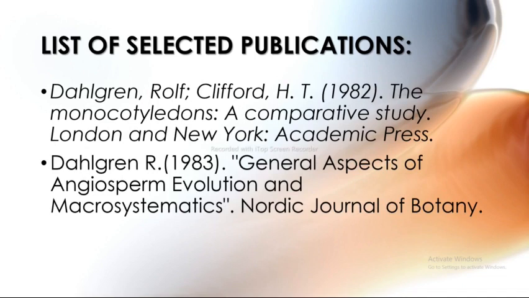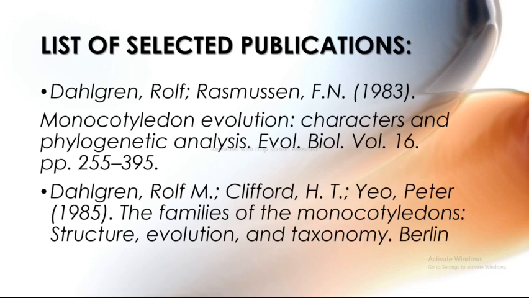Next is the Dahlgren Rolf, Clifford, HT 1982, The Monocotyledons, a Comparative Study, London and New York, Academic Press. Next is Dahlgren R 1983, General Aspects of Angiosperm Evolution and Microsystematics, Nordic Journal of the Botany. Next is Dahlgren Rolf, Rasmussen, FN 1983. Monocotyledon Evolution, Characters and Phylogenetic Analysis, Evolution, Biology, Volume 16, page number 255 to 395.